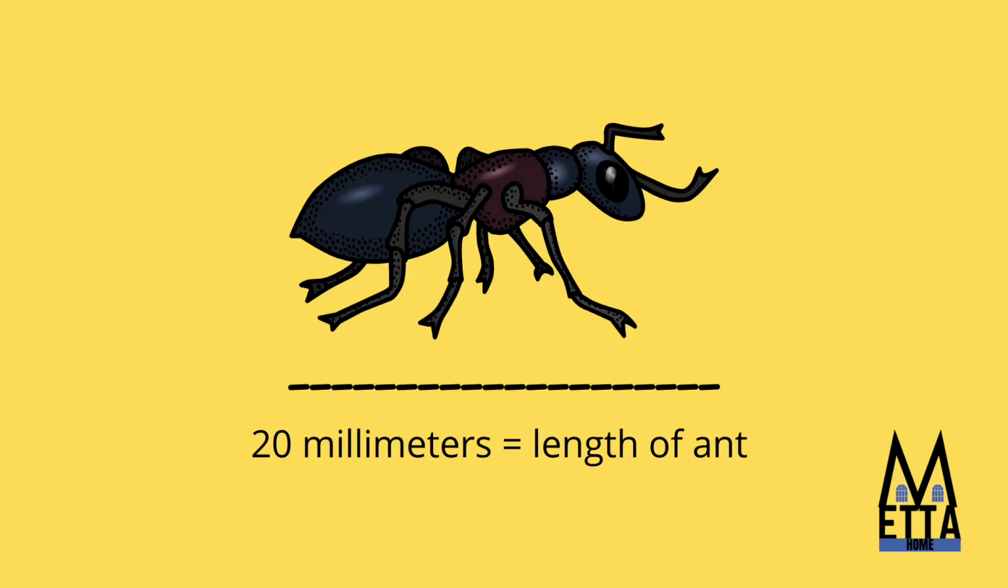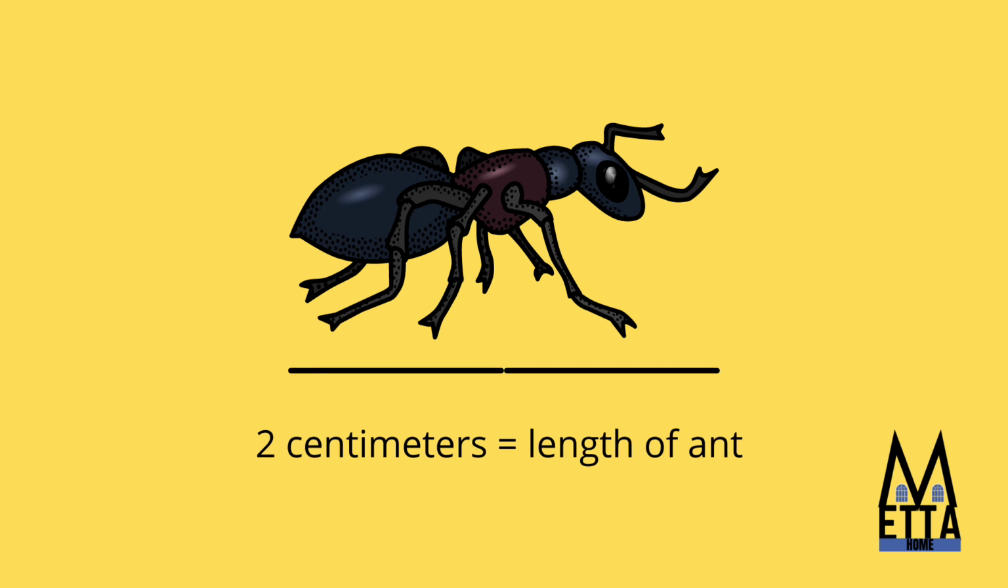First is millimeters. As you can see, 1 millimeter is very small, so it is used to measure small lengths. For instance, inside this ant, 20 millimeters can fit, so the length of this ant can be measured as 20 millimeters. Second is a centimeter.